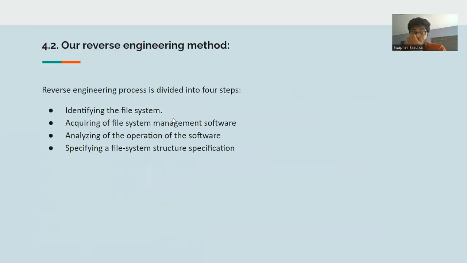So our reverse engineering method. Now this is where it gets interesting. The reverse engineering method that is explained in this paper is divided into 4 steps. The first one is identifying the file system. Till now we saw a couple of file systems, and now this is how we do it. We first identify the file system, then acquire the file system management software, analyze the operation of the software, and specify the file system structure specification, right?